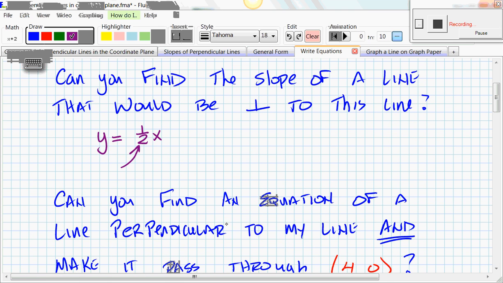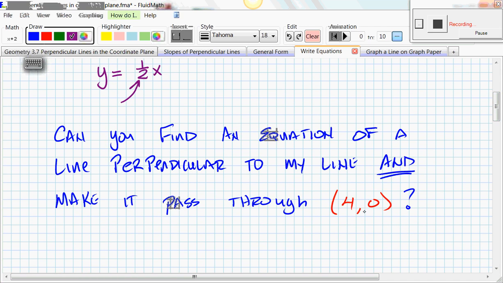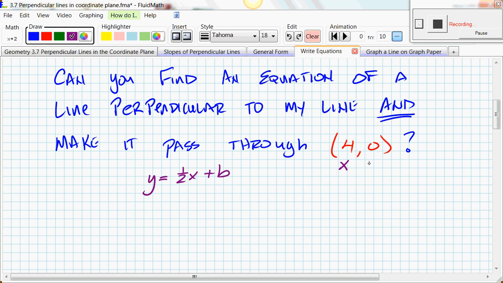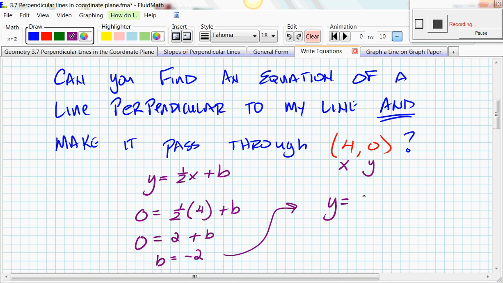Then it says, can you find the equation of a line that's perpendicular to my line and make it go through the point 4, 0? So I'm going to start off with this. Y equals 1/2 x plus b, right? And all I need to do now is plug in my x and plug in my y, and solve for b. So if y is 0, so 0 equals 1/2 times x, which is 4, plus b. So that means that 0 is equal to 4 divided by 2 plus b, so b must be negative 2. So my answer is this, right? I want the equation y equals 1/2 x minus 2.